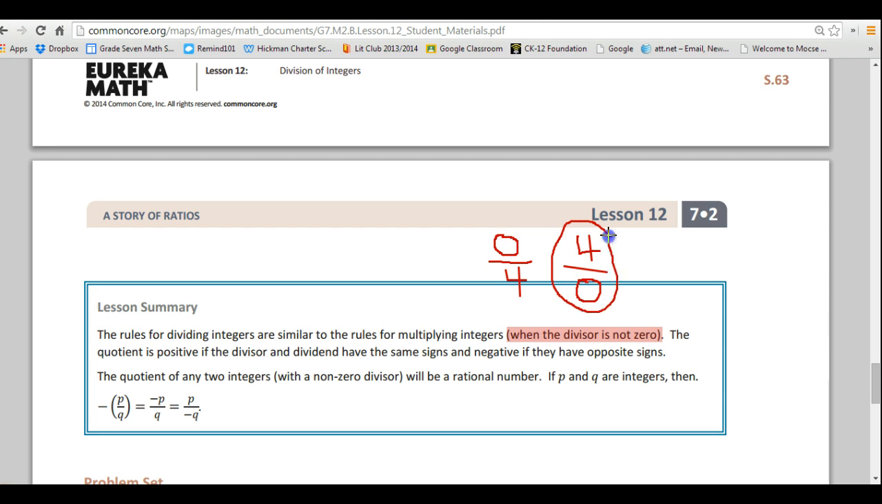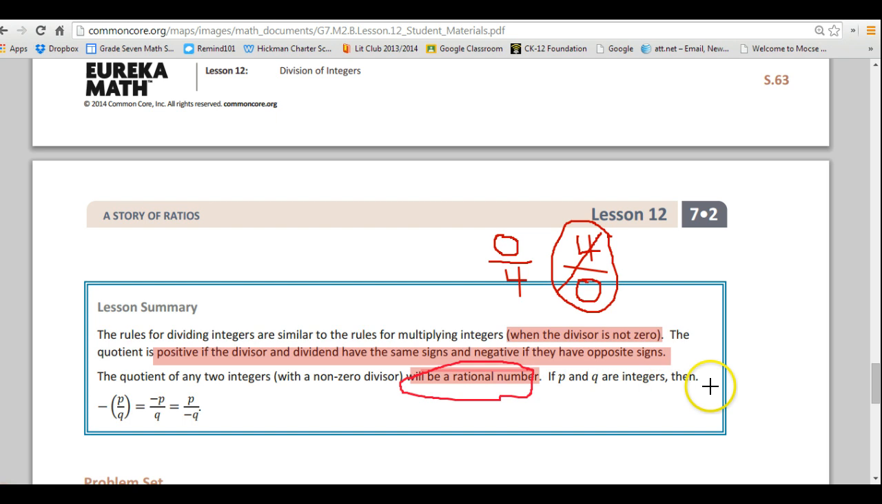So they are similar to the multiplication of integers when the divisor is not 0. The quotient is positive if the divisor and dividend have the same signs, and negative if they have opposite signs. Again, this is something we know from our multiplication rules. Let's highlight that too, because I like this little highlight thing. So the quotient of any two integers with a non-zero divisor will be a rational number. Why don't we say integer and or rational number? We don't need to, because all we have to do is say rational number, since that lets us include fractions and not just integers. So the quotient of any two integers with a non-zero divisor will be a rational number.